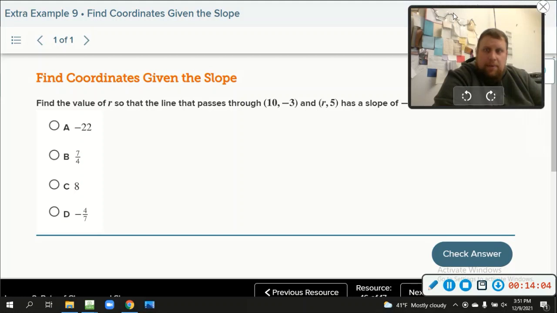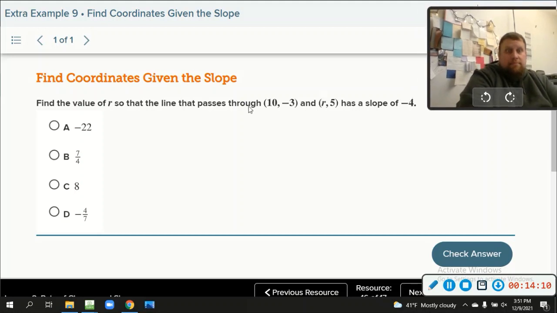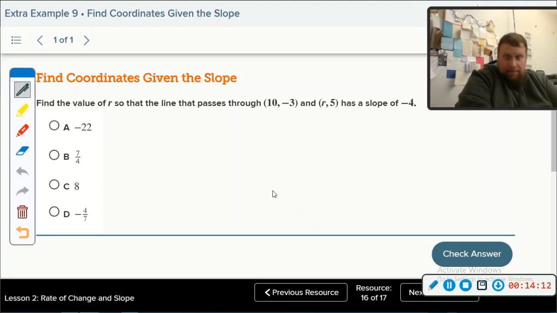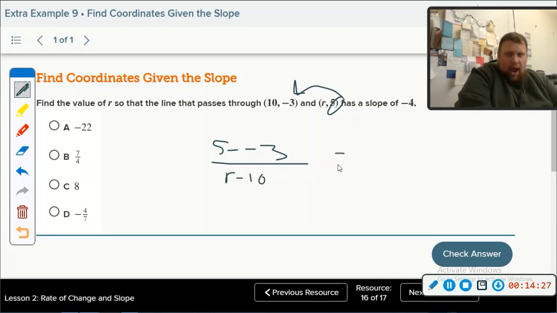Okay, same problem. Take a minute, try it out, pause me, and then we'll get back and we'll do it together as a class. Ready, set, go. Okay, let's come back and do it. So again, I'm going to have 5 minus -3 all over r minus 10 equals -4.